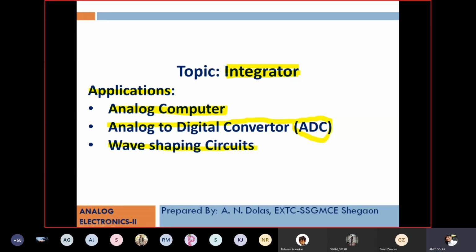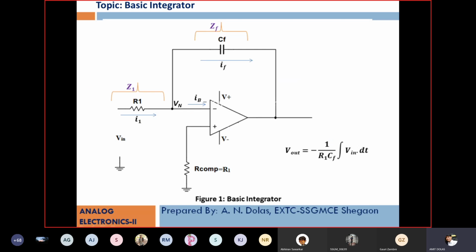What is a wave shaping circuit? Suppose the input is a sinusoidal waveform and the output is a square wave, or the input is a square wave and the output is a triangular wave. So the wave shape is changed. A different wave shape is applied to a certain circuit, and the output has a different wave shape, called a wave shaping circuit. So these three major applications are there for the integrator: analog computer, ADCs, and wave shaping circuit.